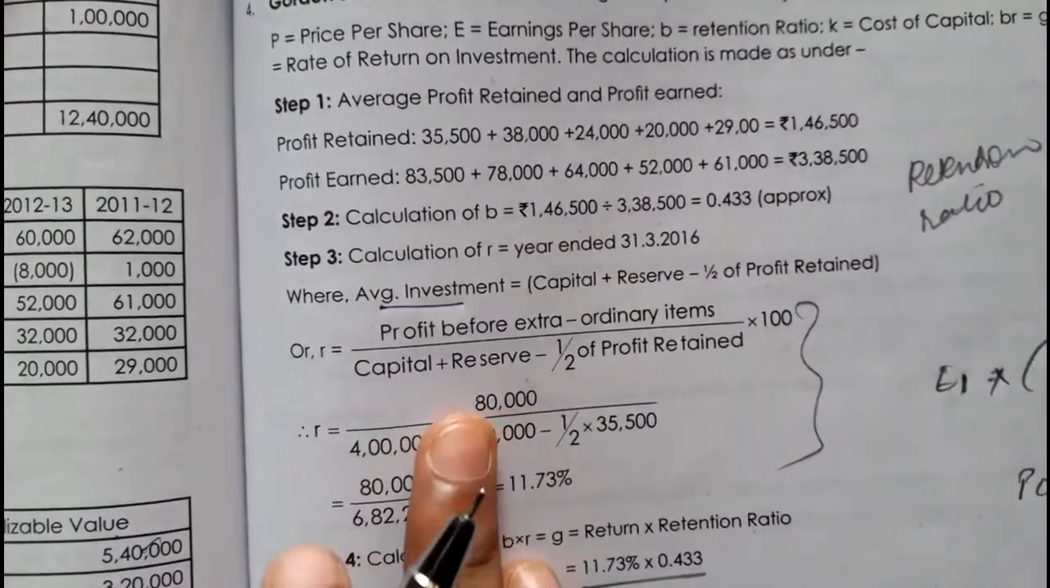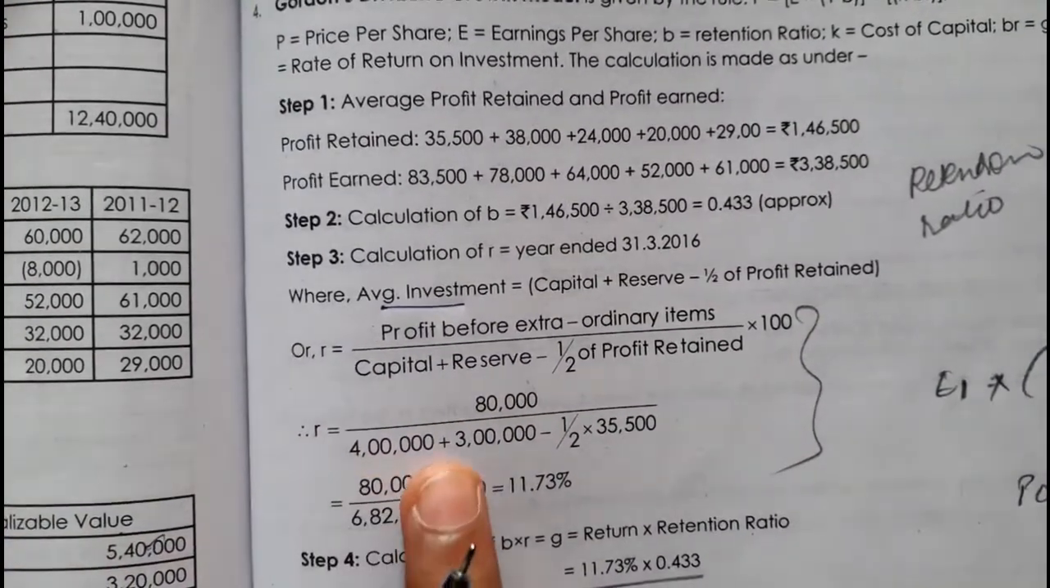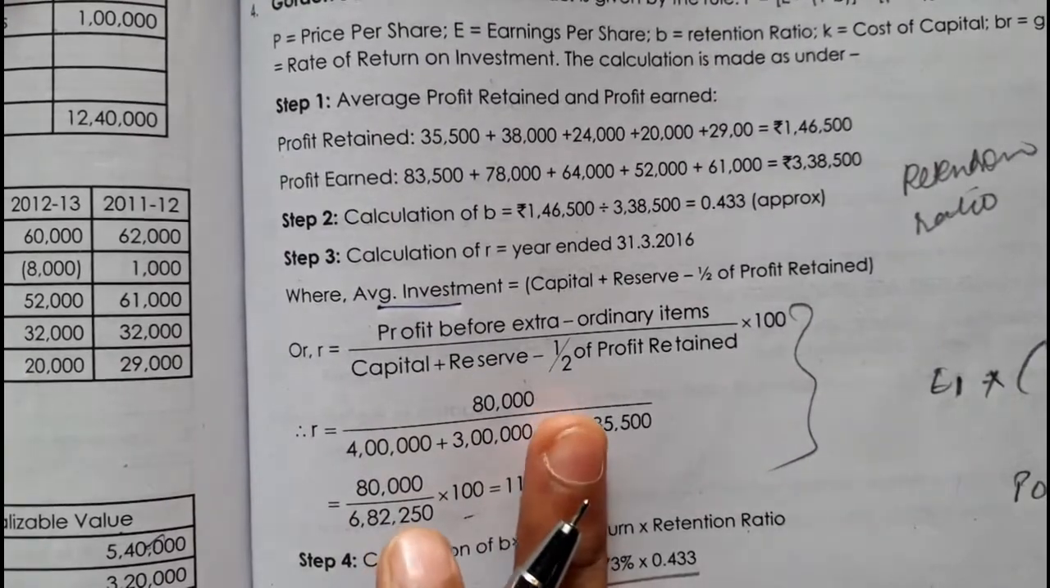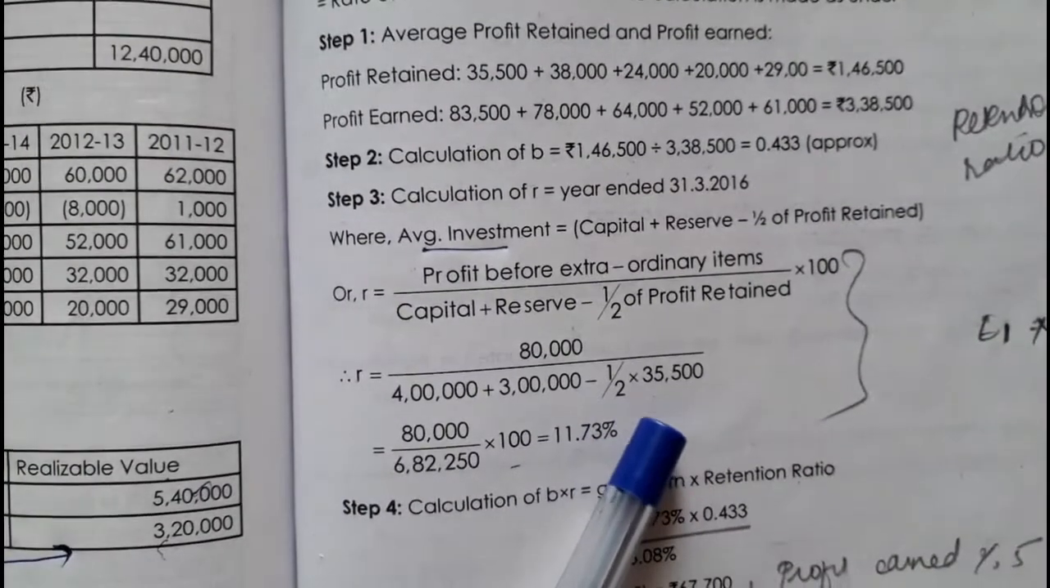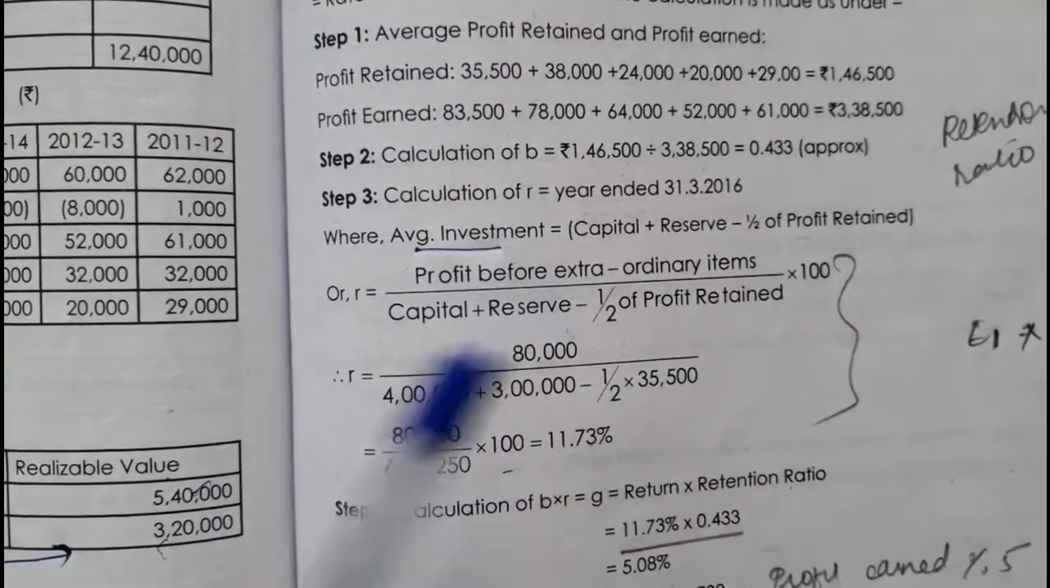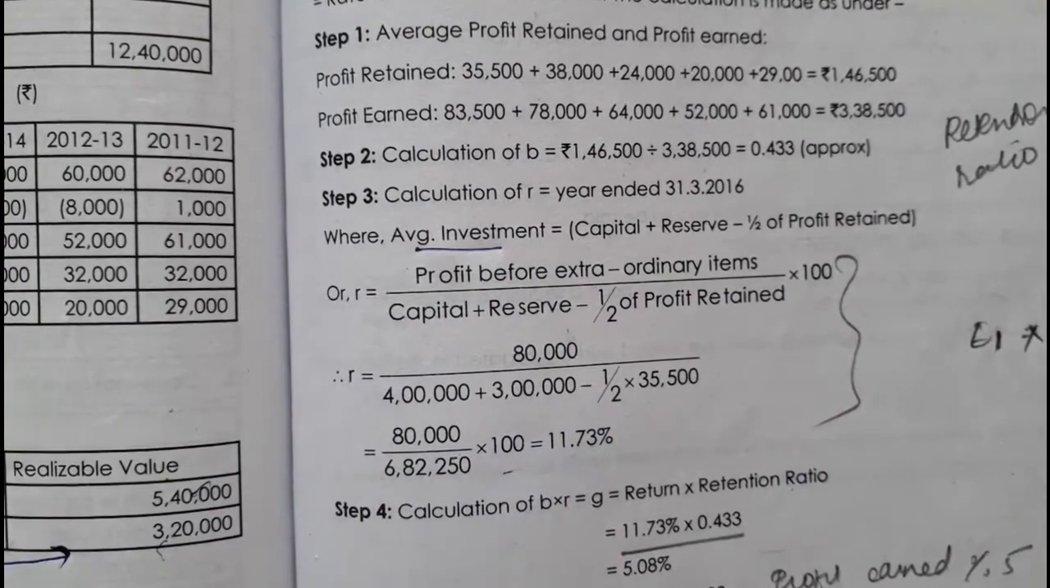So the profit is taken as 80,000. 4 lakh capital, 3 lakh is the reserve. Now minus half of the profit retained. The profit retained is 35,500 for this year, so we'll take half of this. This is the formula which you have to learn. So the R is 11.73.